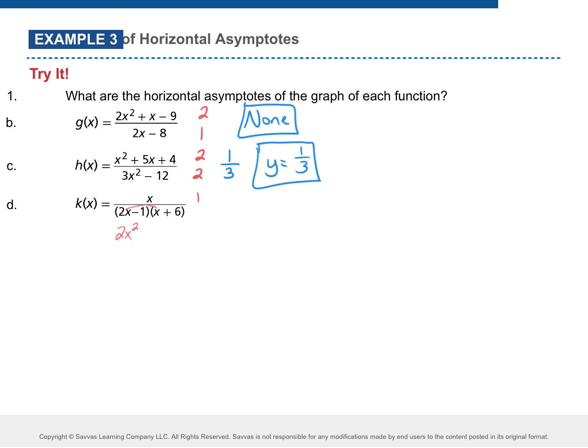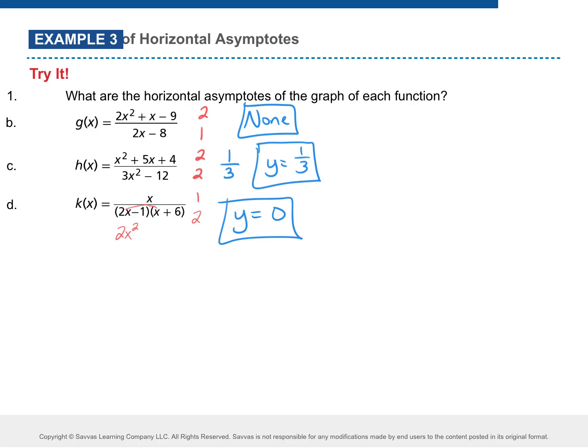Do I need to keep going? Why not? Because I have the degree. What's my degree? 2. So are they equal? No. Is the numerator less than or greater than the denominator? Less than. So what does it say our answer is if it's less than? Y equals 0. See how we're applying the different cases? Yeah, that was easy.